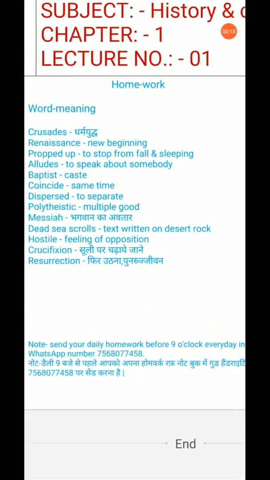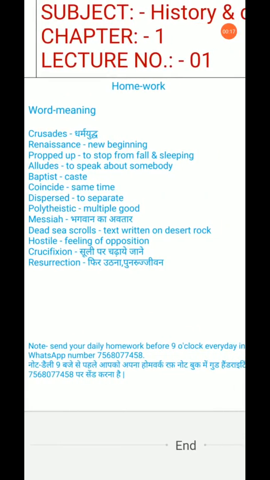Homework. Word meaning. Crusades means dharma yuddh. Renaissance means new beginning of any era, any century. Propped up means to stop from falling and slipping, किसी चीज़ को गिरने से रोकना. Allude to speak about somebody, किसी के बारे में कुछ बताना.